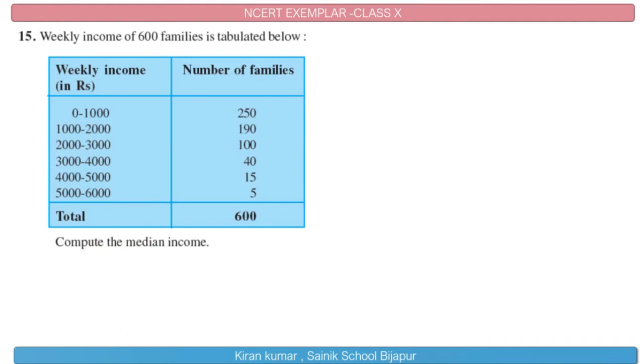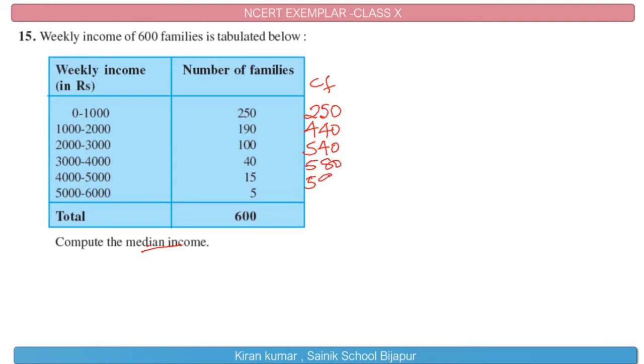Question number 15. Weekly income of 600 families are tabulated below. You have to compute median income. Here the number of families are given, that's frequency. So we have to find the cumulative frequency. The cumulative frequency will be 250, added to 190 will be 440, added to 100 will be 540, added to 40 will be 580.